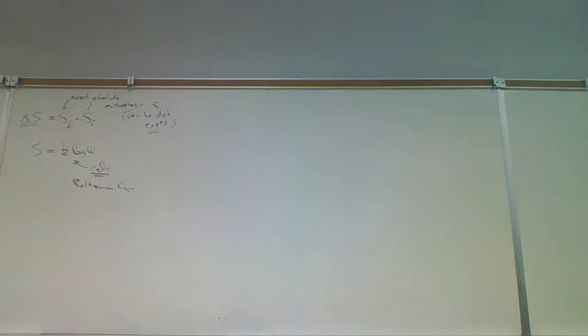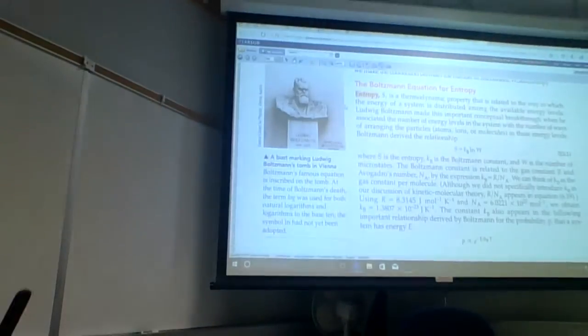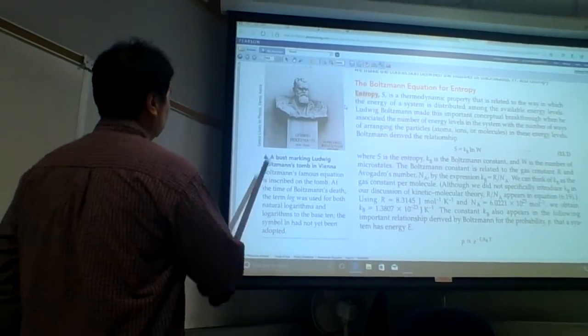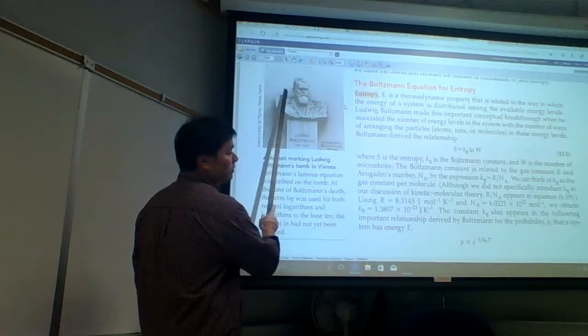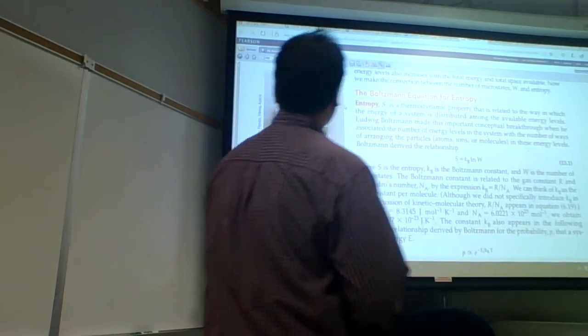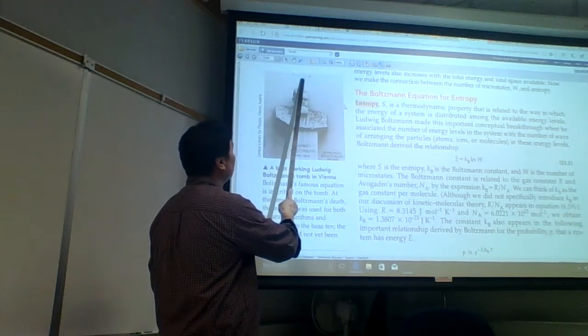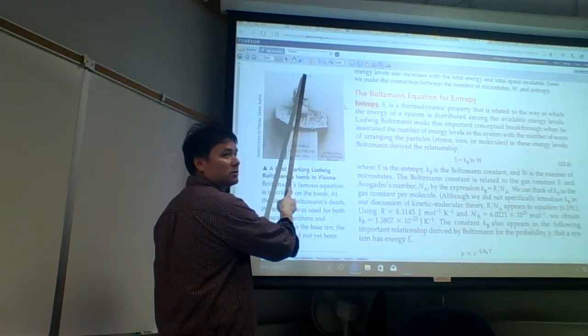And so if we have this equation, K sub B is just for Boltzmann. There are different K constants out there. We'll see for reaction rates we use K as well, but that's going to be much later, so I'm not going to bother putting the B on there yet. But here's Boltzmann. And if you look at his tombstone, take a look at the equation that's engraved on it. S is equal to K log W. And so that's the Boltzmann equation.